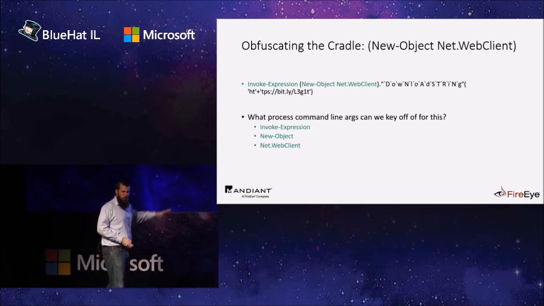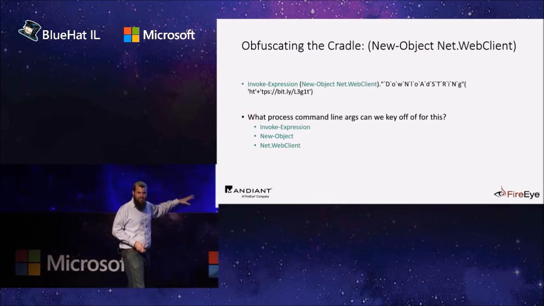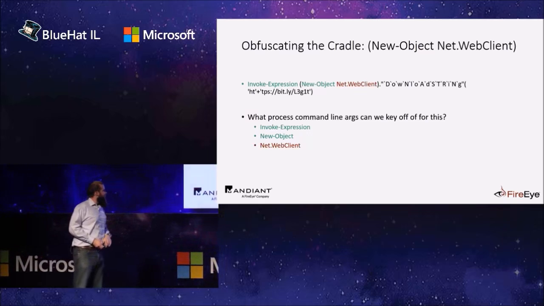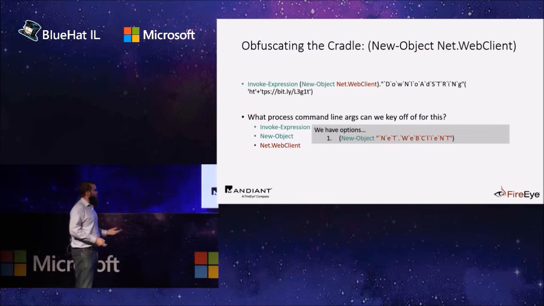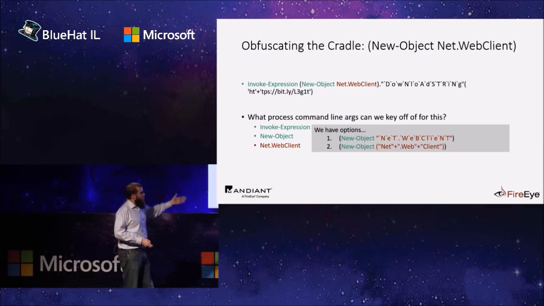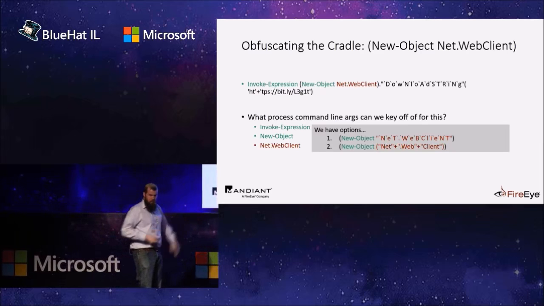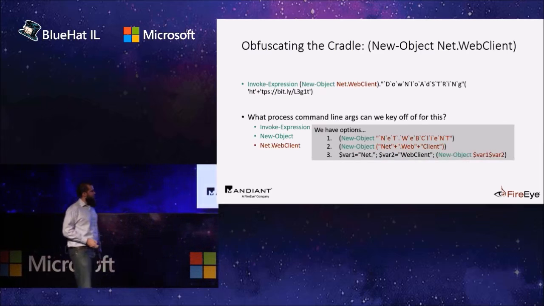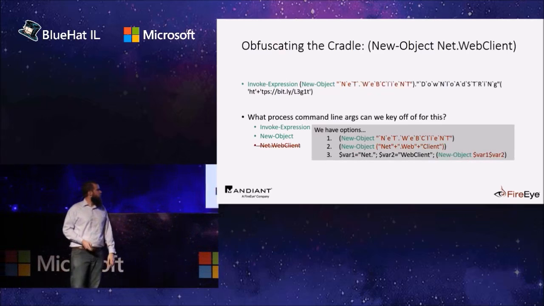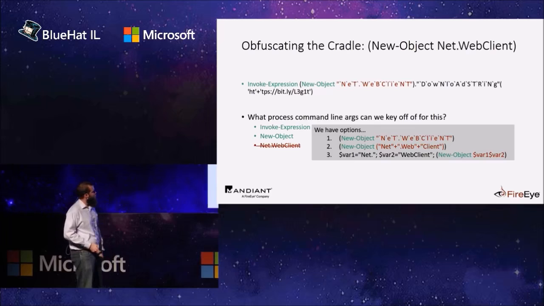So let's just, are you okay if we remove that from our detection here? All right, let's keep going. Net.WebClient. This one's trivial. We can basically put it in double quotes and use tick marks. We can concatenate it if we encapsulate it with parentheses, or we can set it as variables just like that. So we'll just go with the tick mark option.